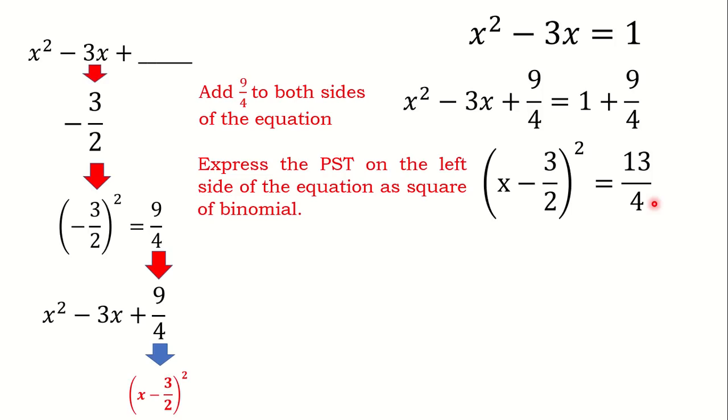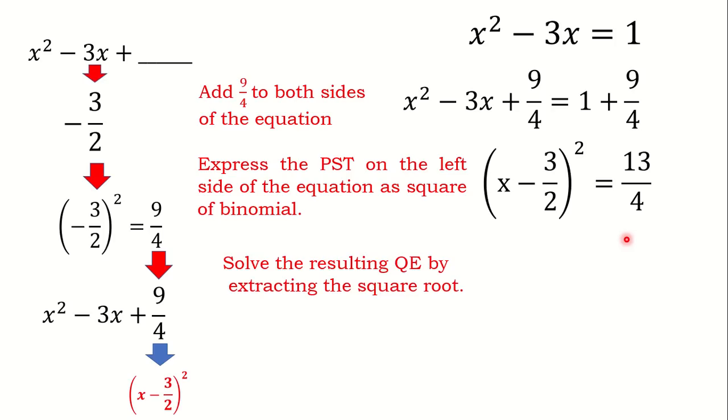So, paano kunin yung 13 over 4? So, kapag sanay kayo, ganito ang proseso na gawin nyo. 4 times 1, so that is 4, plus 9, 13 over 4. Okay? So, kaya 13 over 4. Anong sunod dyan? Extract na natin yung square root. So, therefore, magiging x minus 3 over 2 is equal to positive or negative the square root of 13 over 4. So, again, hindi pa ito, no?